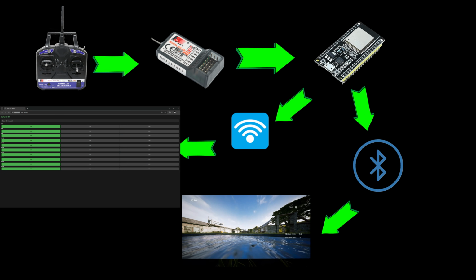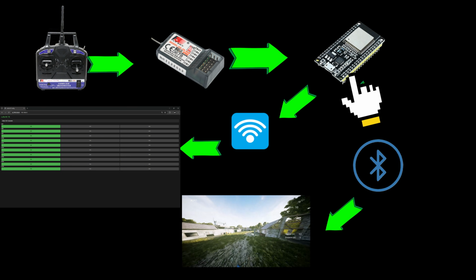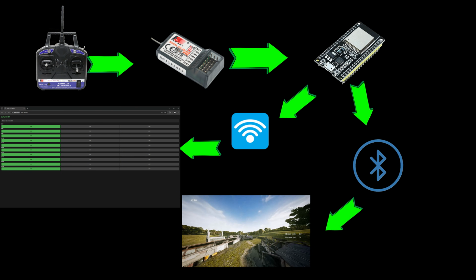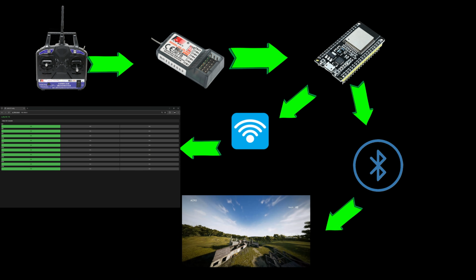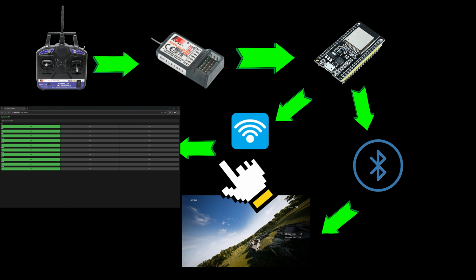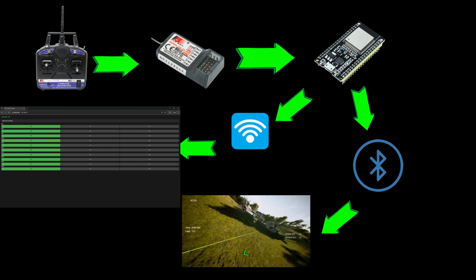So how the Bluetooth control works is the controller sends data to the receiver, and the transmitter ESP sends it to the PC via Bluetooth for playing games or simulators. It also puts out a Wi-Fi hotspot which you can connect to and go to the website for getting additional 10 more channels.